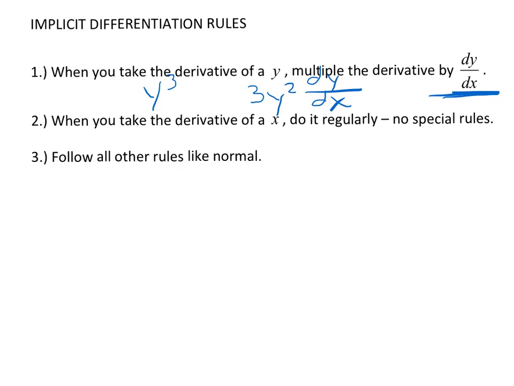If you take the derivative of an x, we just do it like we usually do. There's no chain rule because the x is sort of all by itself. And then finally we have to follow all other rules like normal, rules like the chain rule, product rule, and quotient rule.